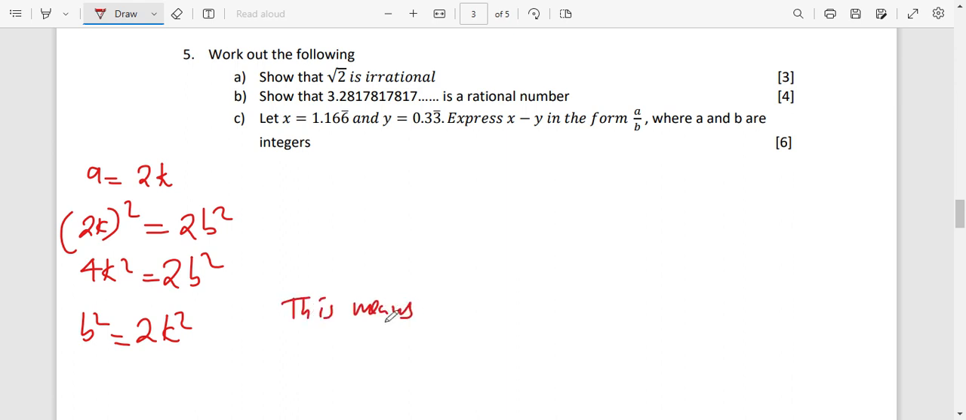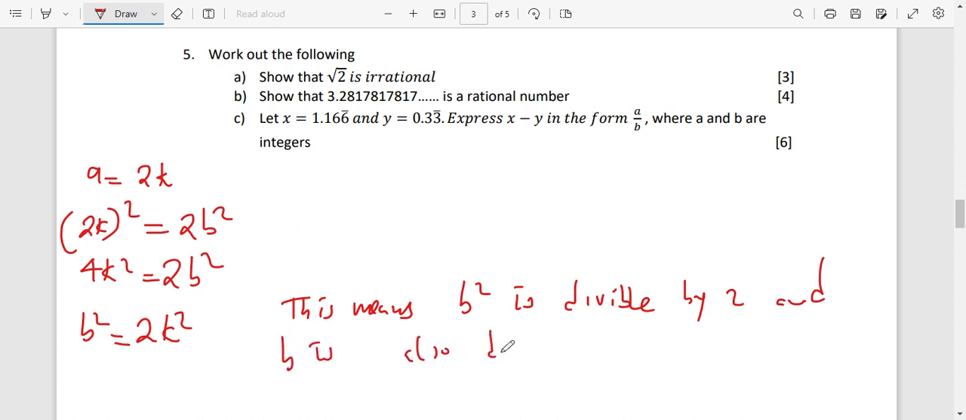What does it mean? Let someone tell me. What does b squared is equal to 2k squared mean? It means that b squared is divisible by 2 and b is also divisible by 2. Very good. Means b squared is divisible by 2 and b is also divisible by 2.